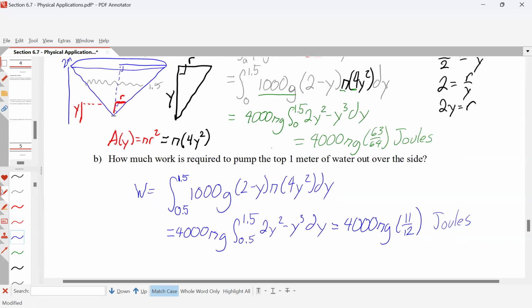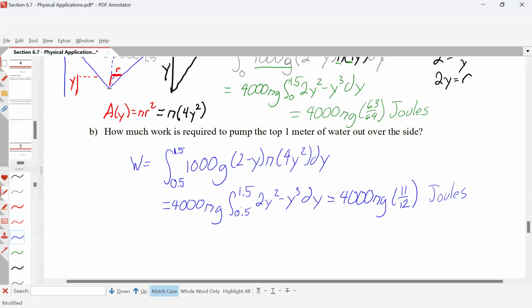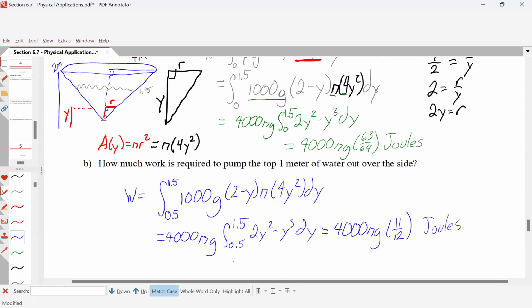In the next example, in the next video, we'll keep working with water, but we're going to leave the realm of work and go back to a force example.